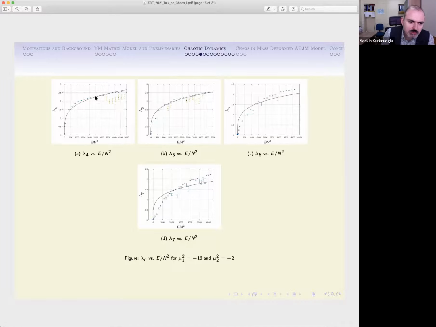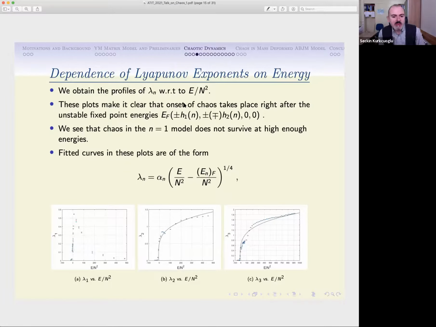So there are some yellow data points here as well. There is some technical issue about selecting initial conditions which don't hit on quasi-periodic orbits and so on. Those are, let me not discuss them at the moment. But the main idea is that we would like to look at the fitting curves of this form.